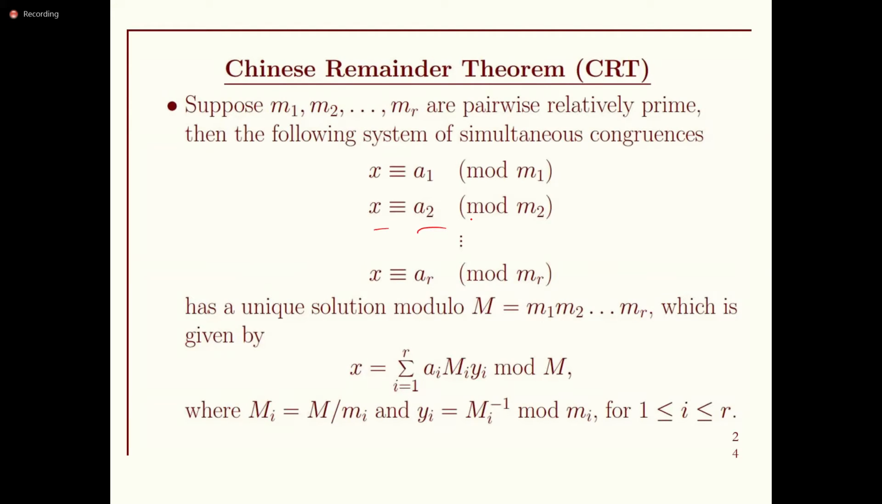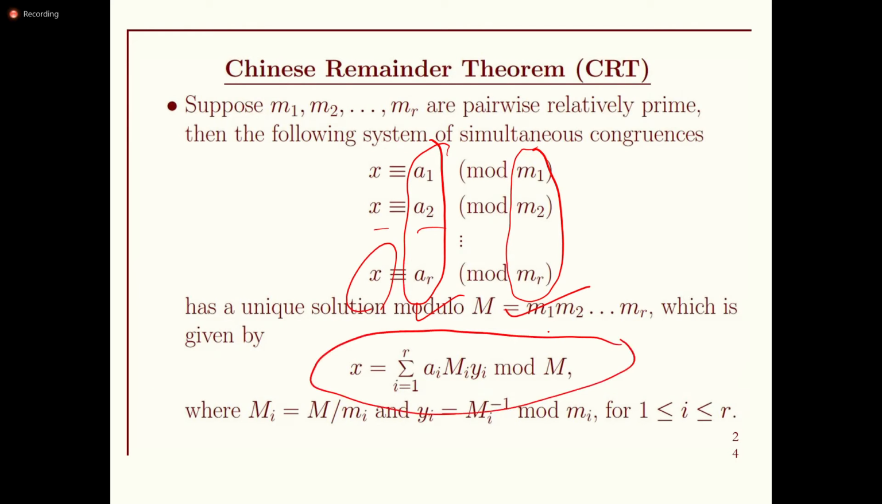So this is the theorem. What the Chinese remainder theorem is all about is, for given A1 and M1 values, we'll have a set of relatively prime numbers. M1 to M_R are the relatively prime numbers, and we'll have a given set of A1 to A_R. So for a given set of these two values, we have to find the X value. In all these cases, X is the same.